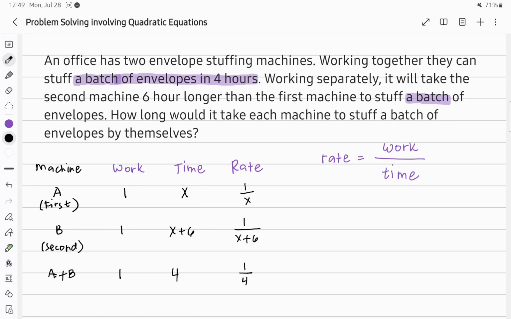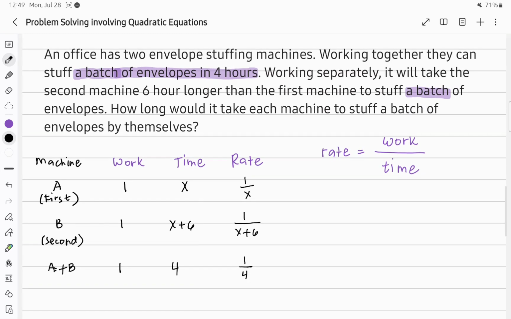So, ang tanong kasi ay, how long would it take each machine to stuff a bunch of envelopes? So, ang kailangan natin is to solve for the value of X. Our equation can be, since their rate together, pag pinag-add, is equal to their rate when they are working together. So, we will have 1 over X plus 1 over X plus 6. So, rate ni first machine at the second machine is equal to when they are working together, 1 over 4. So, we already have our equation. We just need to solve it.